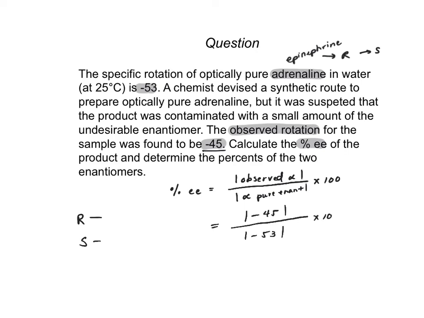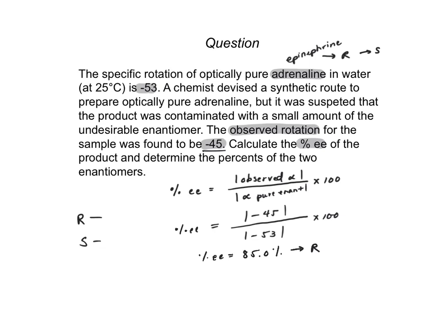So we're going to take those two, again absolute value, so we don't care about the actual signs, take the ratio and then multiply by 100. So we have 45 divided by 53, multiplied by 100, which gives us a percent EE of 85%. All right, so this tells you that our negative enantiomer, which is the R enantiomer, is in excess in this solution, 85% of the overall solution, okay?